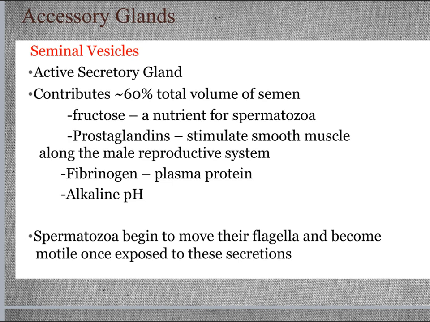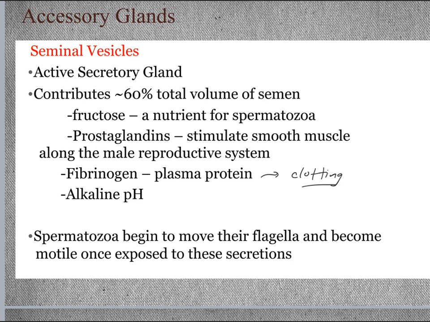So look at the word, prostate. So this is going to stimulate smooth muscle contractions along the male reproductive system, specifically at the prostate. Then next is fibrinogen. This is a plasma protein. So we say, well, this is interesting. Why is this seminal gland, the seminal vesicle, producing a protein? And if we go back to blood, we remember that this is for clotting. So why fibrinogen? Why clotting?